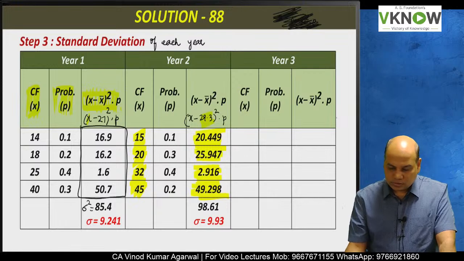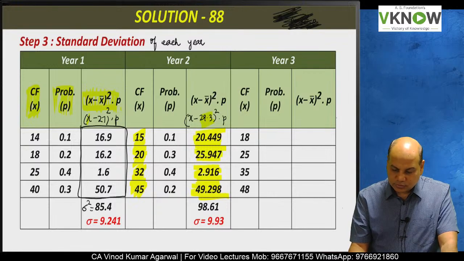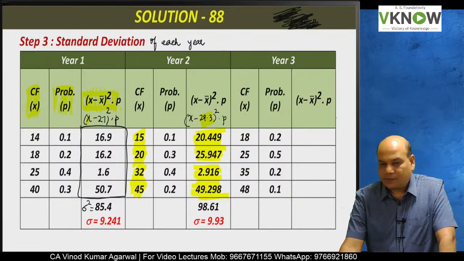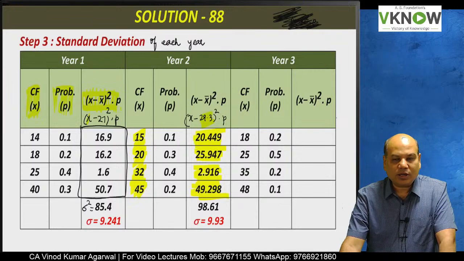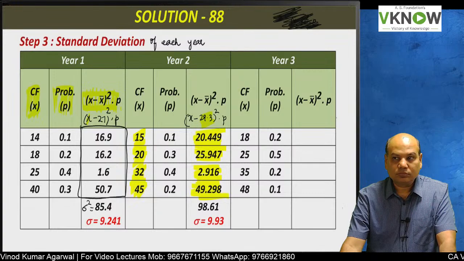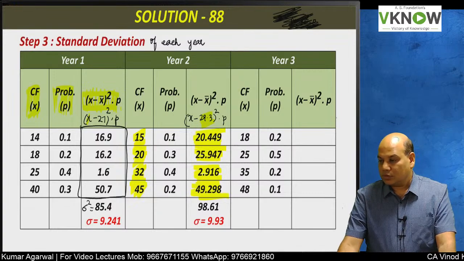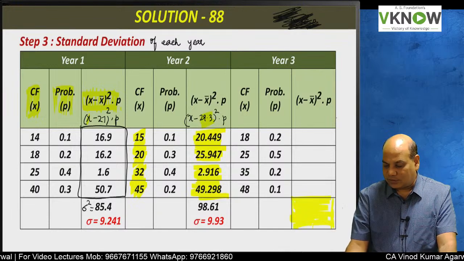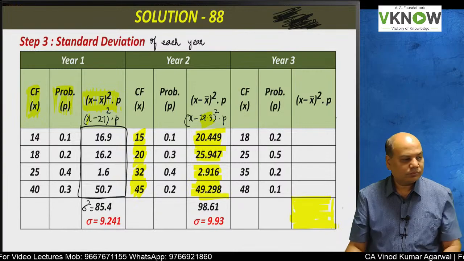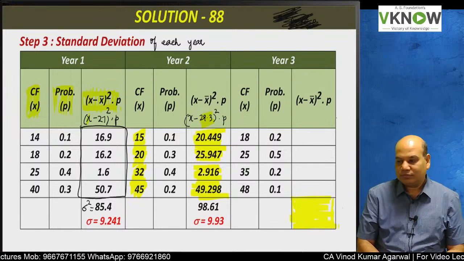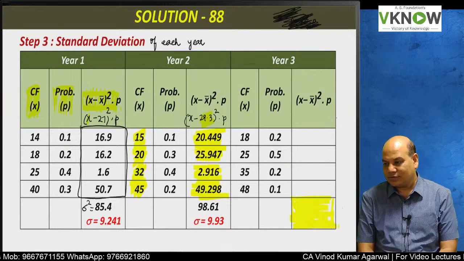Second year, third year now. For the third year, take the cash flow and probability from the question book. Now I am waiting for you to reply with the total and the standard deviation. Please do it yourself. I'll check after 40 seconds. 10 seconds for each calculation.